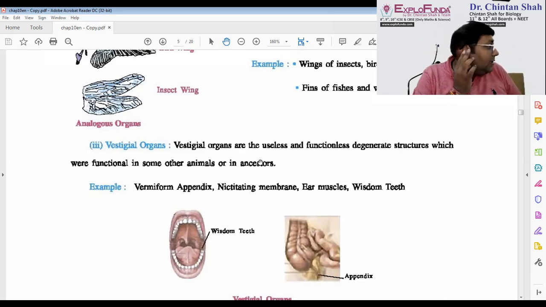So do we have muscles in the ears? Yes, but they become non-functional. Why? Because we used to move our neck much more. So now the muscles are there, but they're not working. The appendix is also one of those.